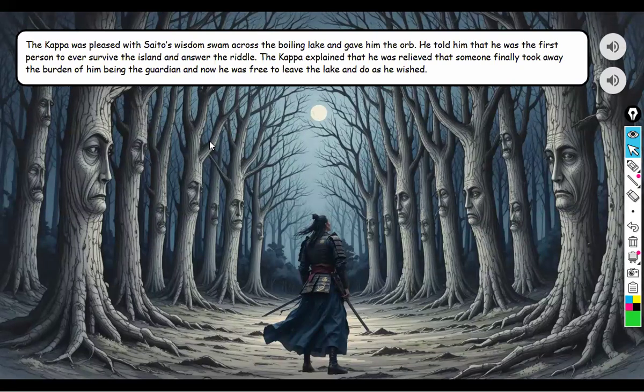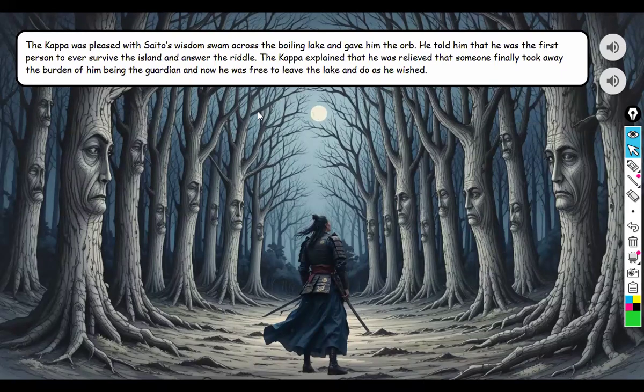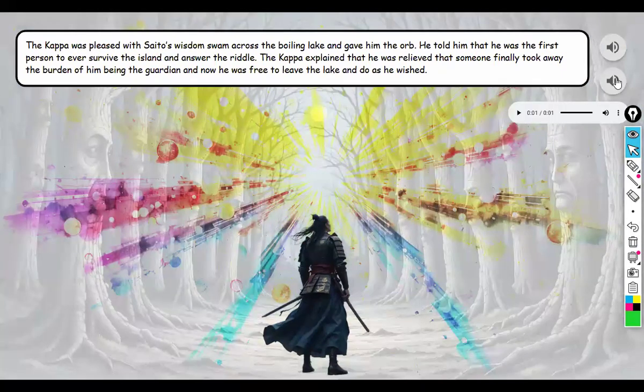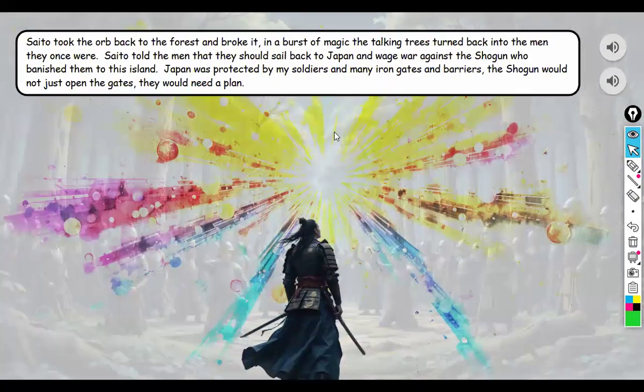All right, so it seems that Saito has the power now to free these guys here, right? Because he got the orb. So he breaks the orb, breaks the spell. And of course, Saito wants revenge, so he wants to take all the soldiers and sail back to Japan and get his revenge on the shogun.